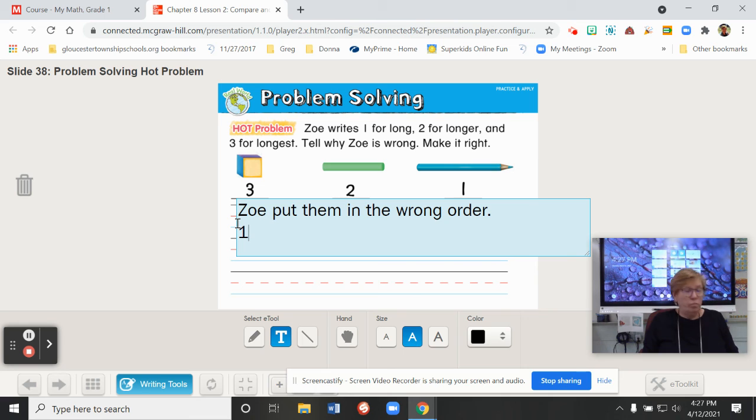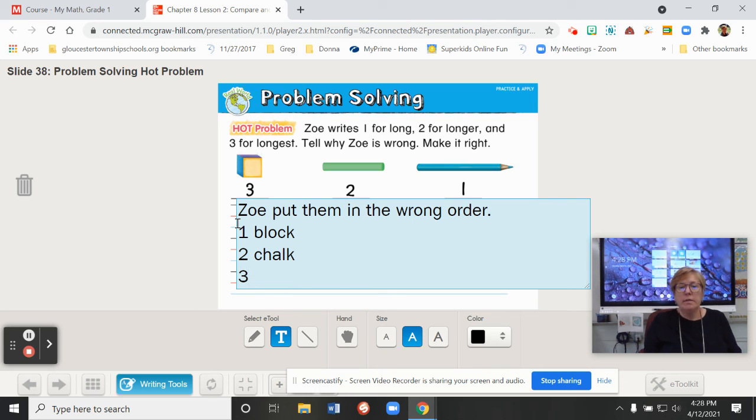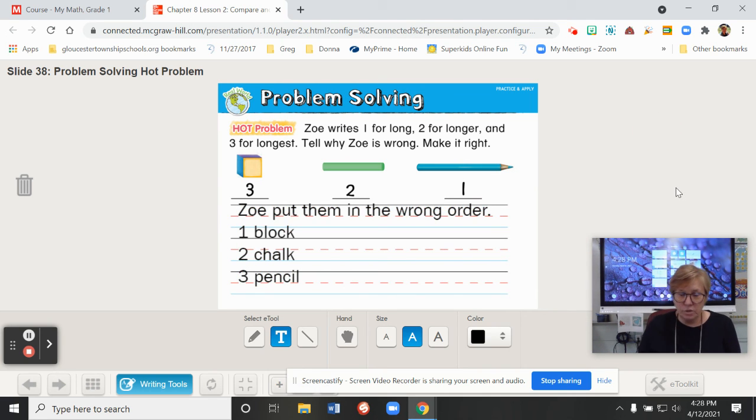Number one is the block. Two, the chalk. Yep, that's chalk. And three is the pencil. So that's the order when you're answering for long, longer, longest. Okay, boys and girls? Thank you for being so patient with me holding up the items for you.